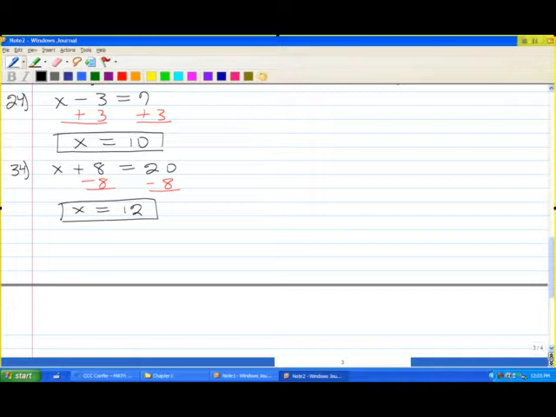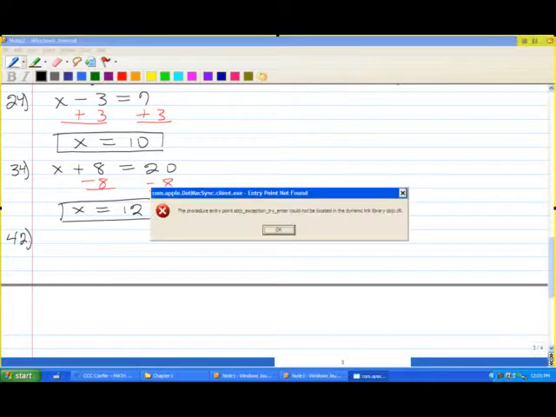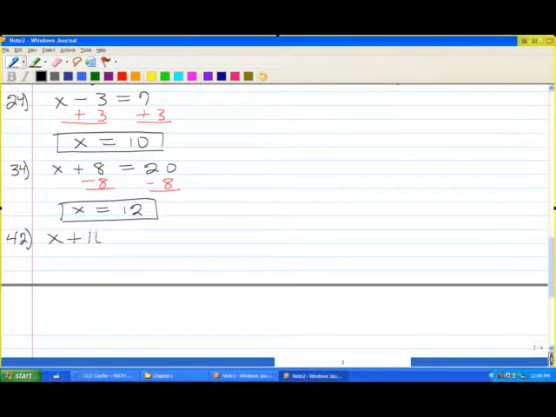Let me do problem number 42. X plus 16 equals negative 28. So notice I have an x on one side of my equation. So to isolate this x on one side of my equation and solve for this variable, I will subtract 16 from both sides of my equation. Since I'm adding the 16 to x, the opposite operation is subtraction. So I'll subtract 16 from both sides. If I do that, I get that x, notice the 16's cancel, is equal to negative 44. And that is my solution.